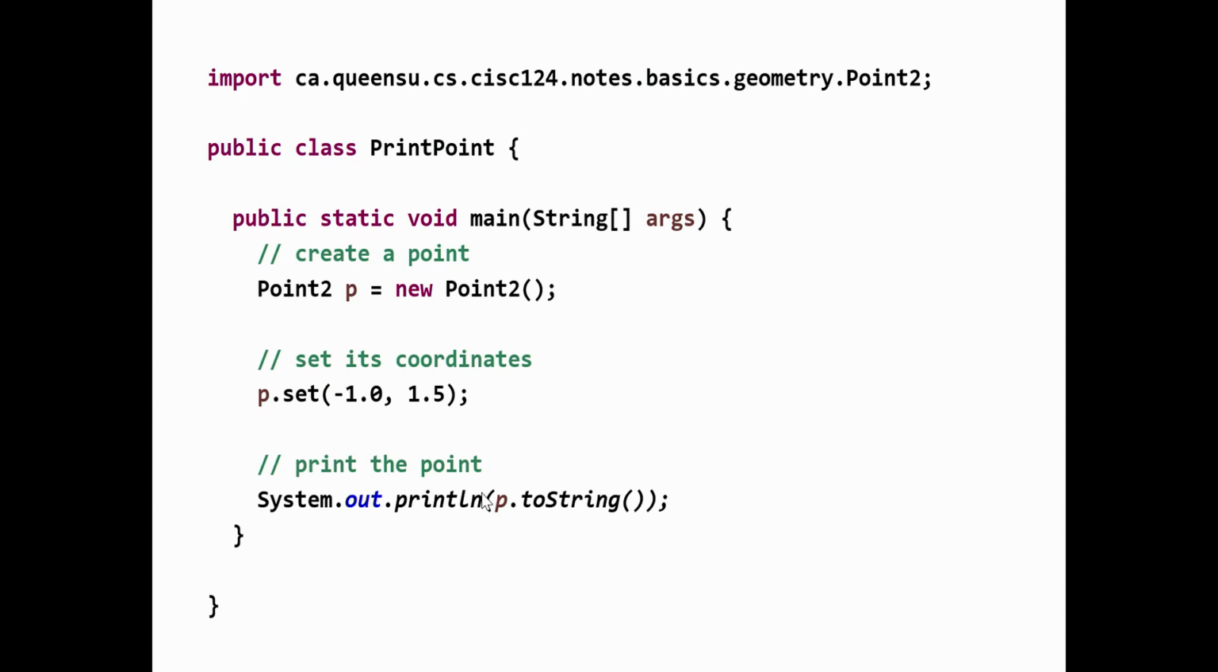So the toString method is very useful, especially to new programmers, where it's often useful to print out stuff so that you can debug or trace through your program. It's very handy to put in a toString method.